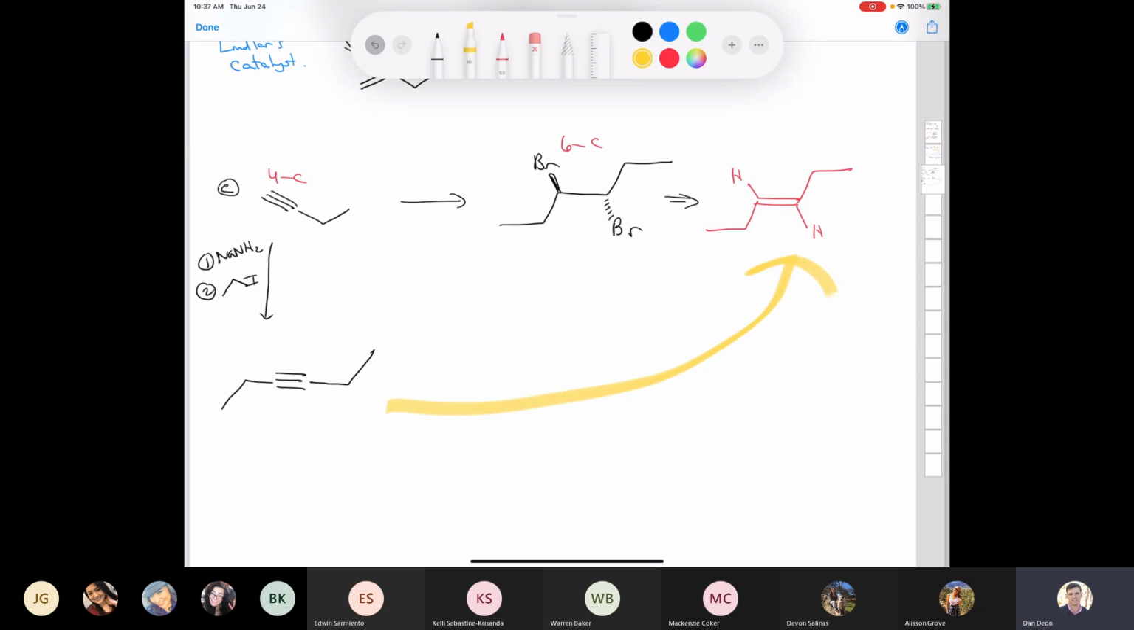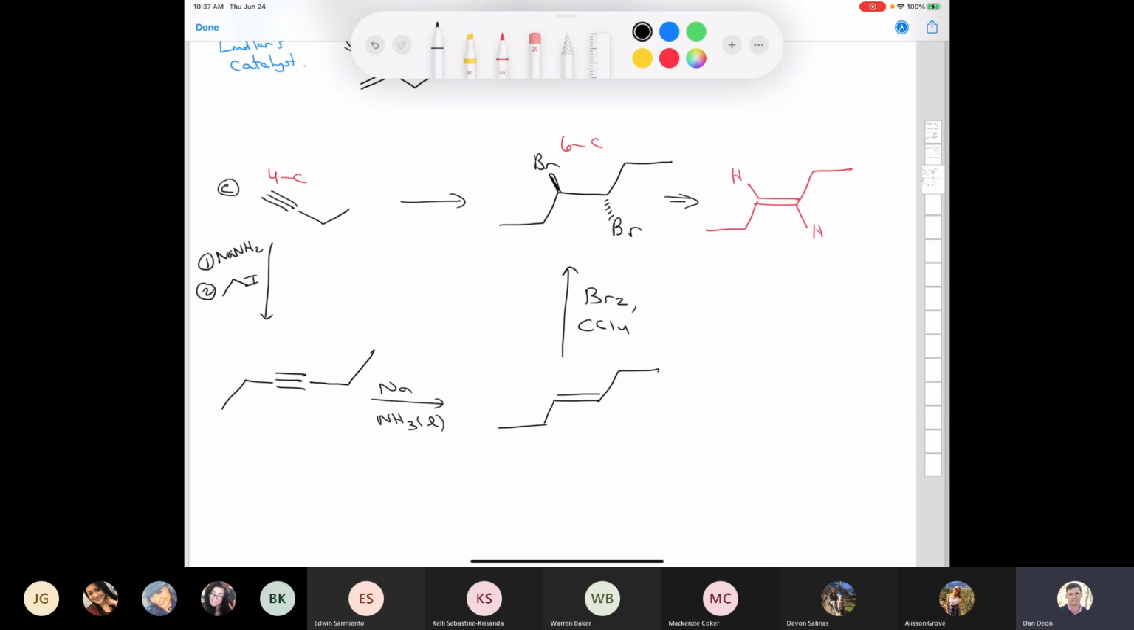If we want to reduce it to a trans alkene, we have to use sodium metal reduction. So we use sodium in liquid ammonia, and that's going to give us the desired alkene, which is the trans-3-hexene. And then we just treat it with bromine. All right, we treat it with bromine, and you can choose a solvent or not. Carbon tetrachloride is a good one.